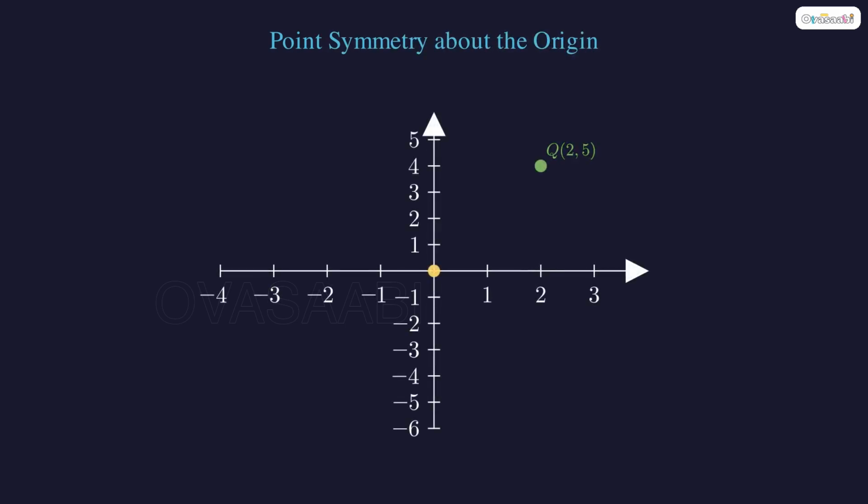For point symmetry about the origin, both signs change. Point Q at (2, 5) becomes (-2, -5). Think of it as flipping twice.